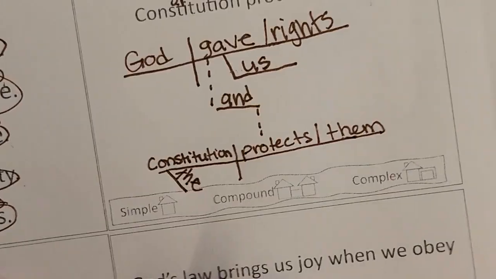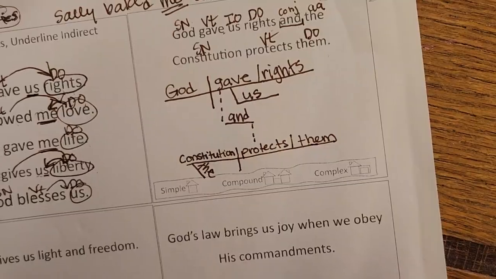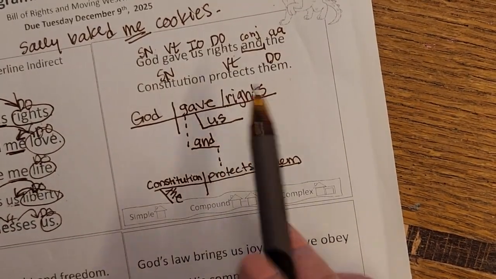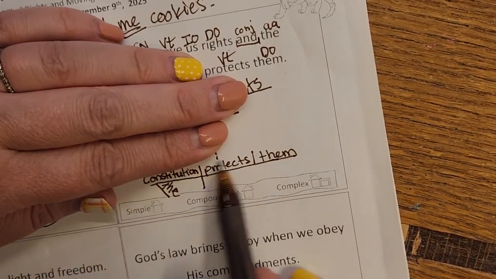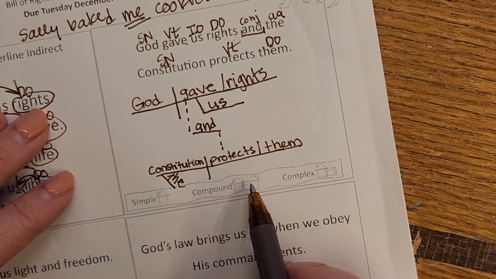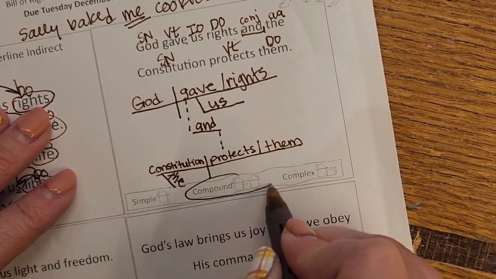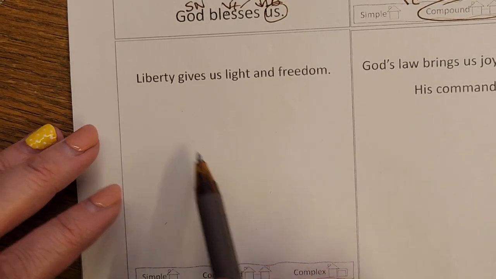All right. Now, is this a simple, compound, or complex sentence? Who can tell me? Can each of these stand on its own? God gave us rights. The Constitution protects them? Yes. So we have two independent houses with a conjunction in between. So if you said compound, you are right. Good. All right, next. Liberty gives us light and freedom.